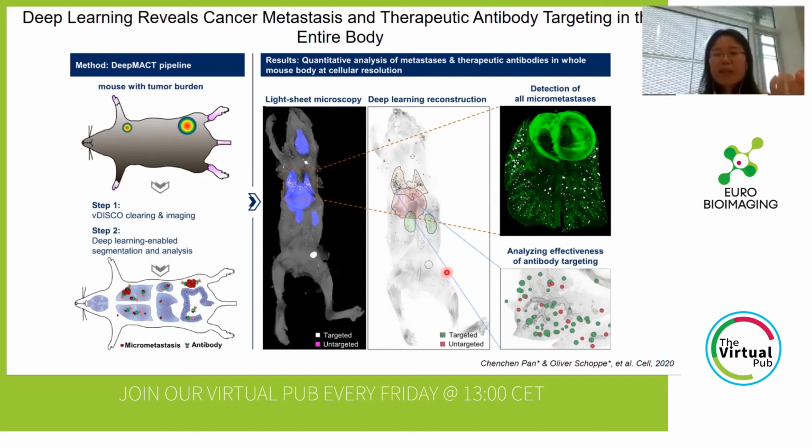When we also inject the therapeutic antibody, we want to see the colocalization between the cancer cells and the therapeutic antibody signal. If we see there's a colocalization, there's a targeting effect. If there's only one channel of the signal, this means no targeting effect. So based on this method, we can try to quantify or analyze the drug therapeutic efficiency.